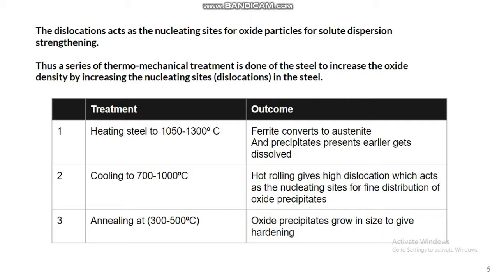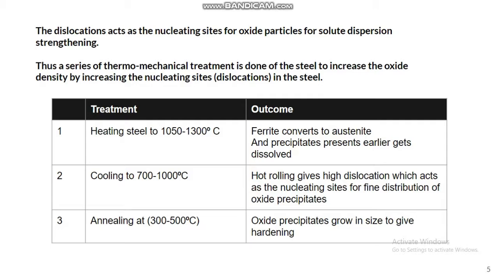In step 2, the steel is cooled to 700 to 1000 degrees centigrade for hot rolling to provide high dislocation density, which acts as nucleating sites for fine distribution of oxide precipitates. In step 3, the above steel is annealed at 300 to 500 degrees centigrade so that oxide precipitates grow in size.